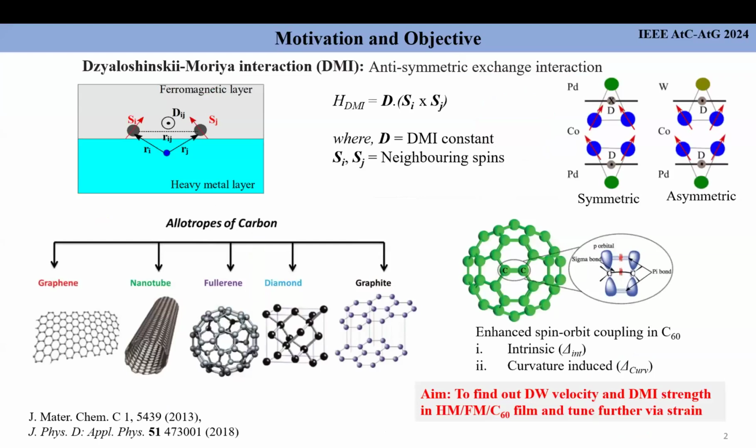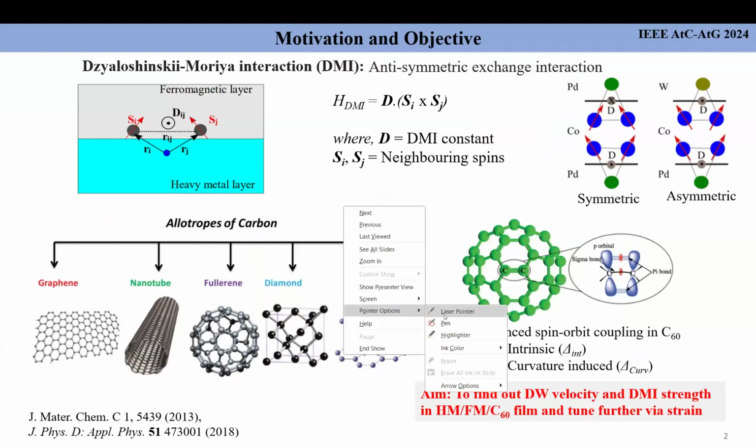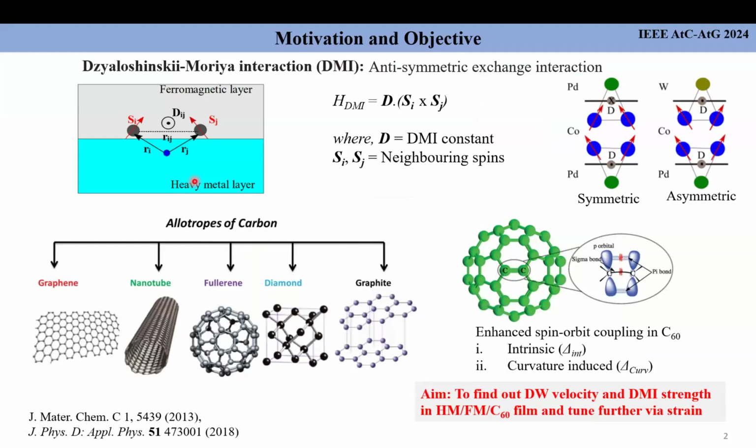In heavy metal ferromagnet based thin films, the inversion symmetry gets broken at the interface, due to which, in the presence of the strong spin orbit coupling of the heavy metal layer, an asymmetric exchange interaction comes into play. This exchange interaction gives rise to a canted spin state of the ferromagnetic spins near the interface. This DMI interaction can be represented using this Hamiltonian, where D is the DMI constant and S_i are the neighboring spins.